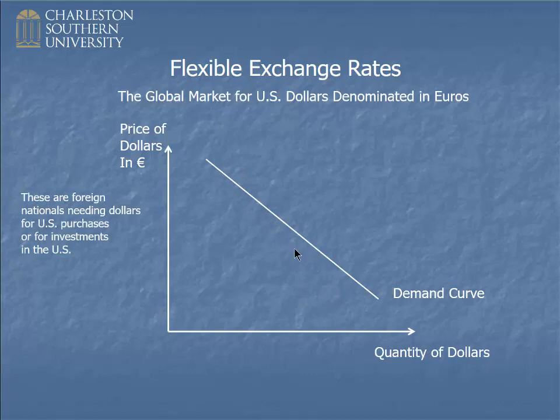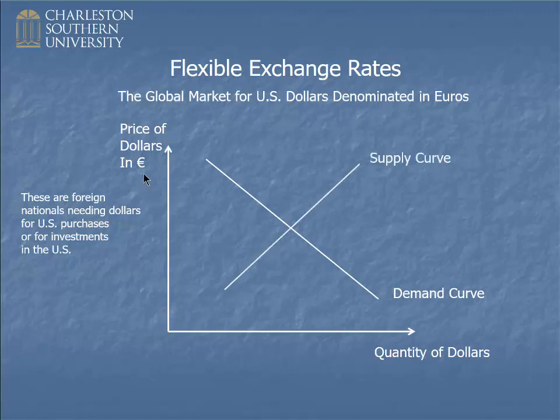So this demand curve for dollars, bought and sold in euros, would represent foreign nationals who need dollars for U.S. purchases, or maybe they want to invest in the U.S. economy and they would need dollars for that. So these are just people who need dollars and are willing to pay for them. In this particular way I've set it up, they're going to pay in euros.